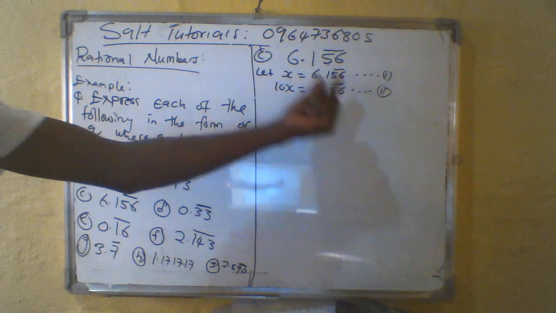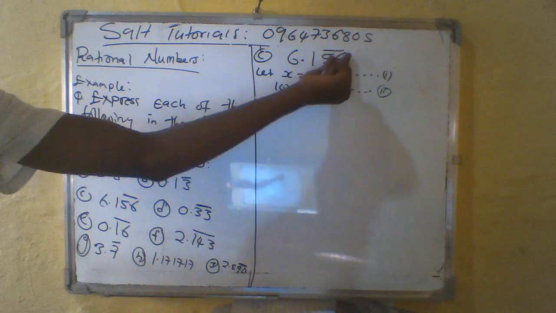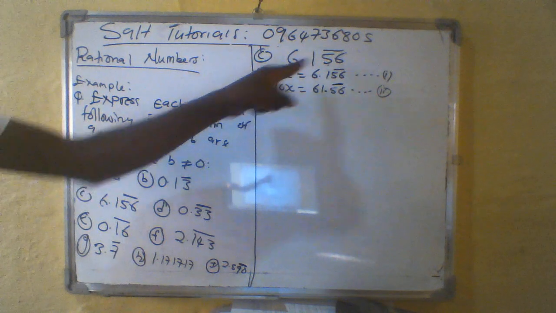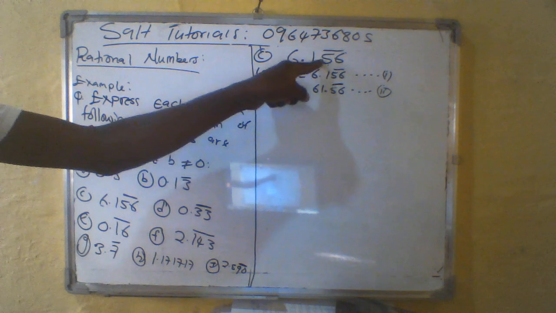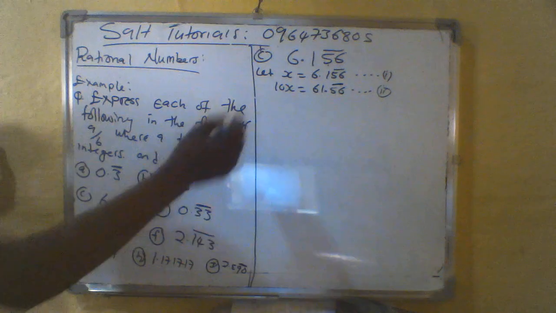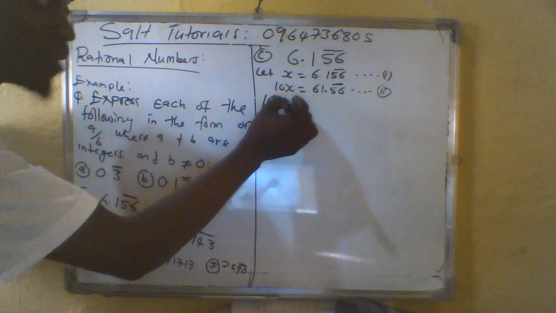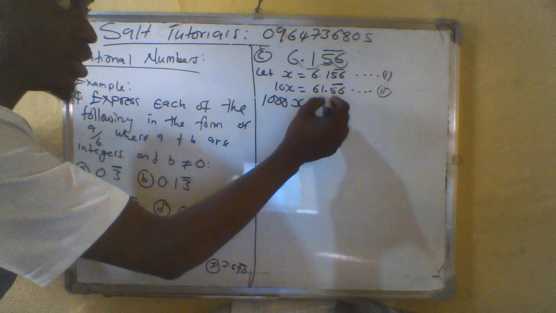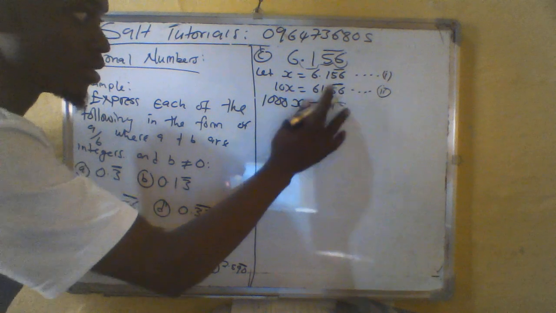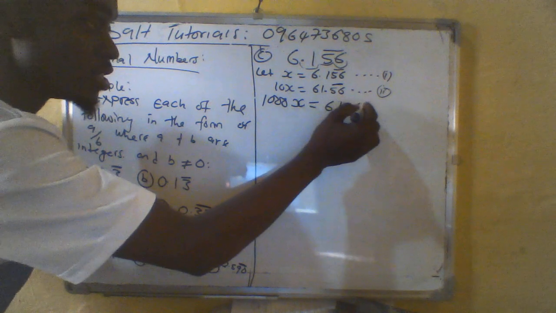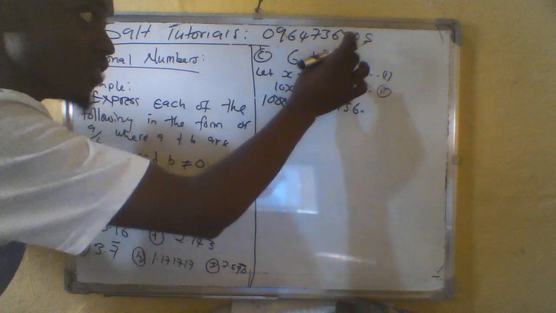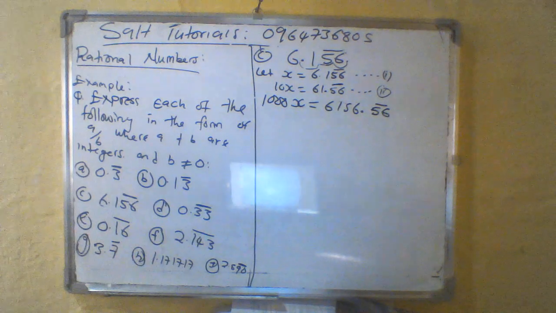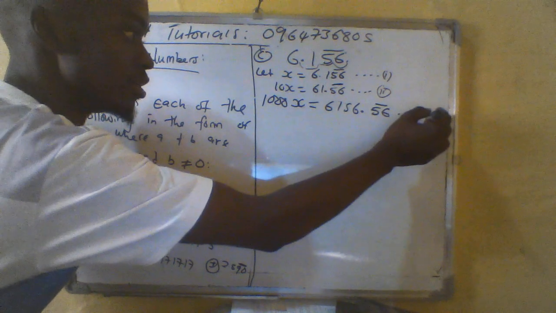So for the 56 to move to the left side, this whole x will be multiplied by 1000, because the point moves 1, 2, 3. So to the x we are multiplying by 1000. So this becomes 1000x, which moves the decimal point 1, 2, 3, having 6156 point. When the point reaches here, since 56 was repeating, there will still be another 56 being formed there. And this becomes my third equation.